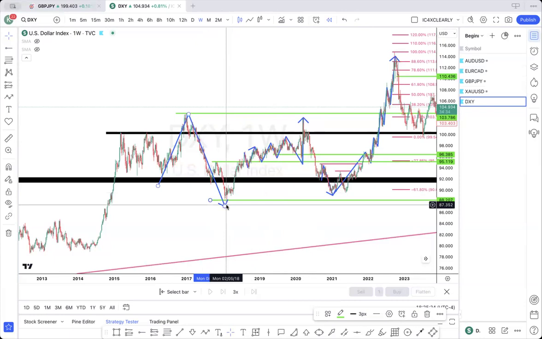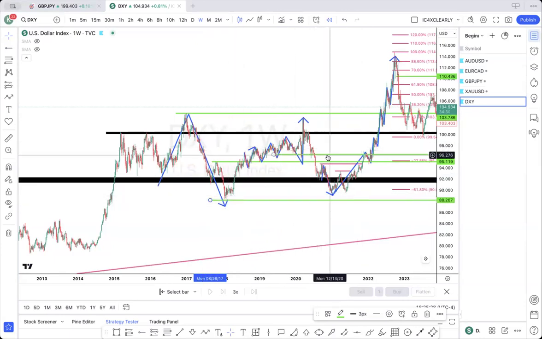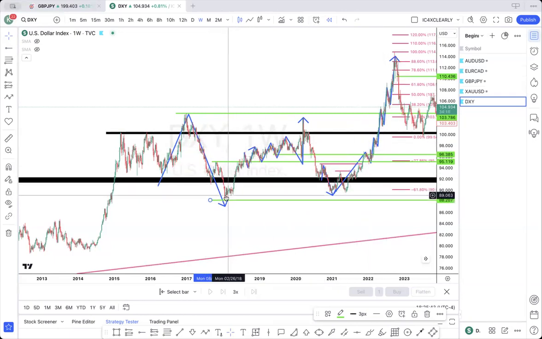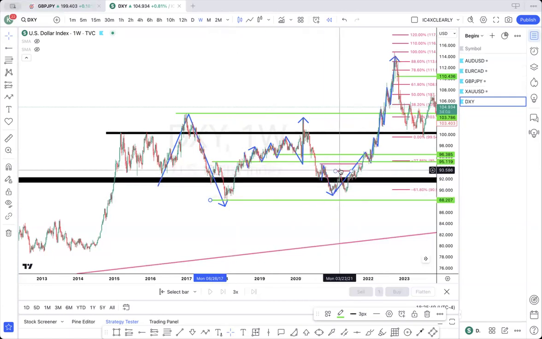But because price never broke this low, when it broke this high, your thought process has to say it's either going to sell up here and then sell and break these lows, or it's going to keep buying because it did not break this low. So that's how you have to look at it.